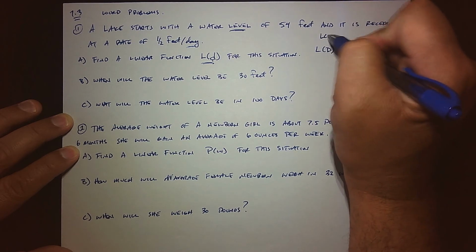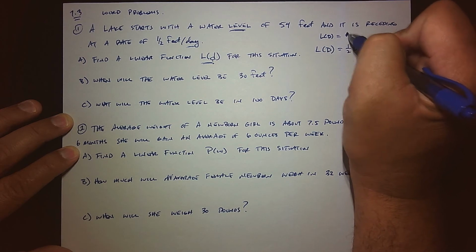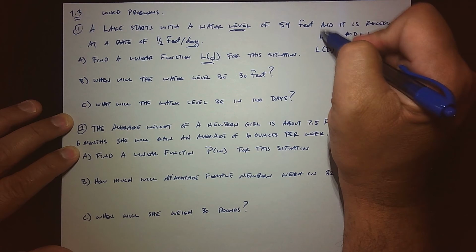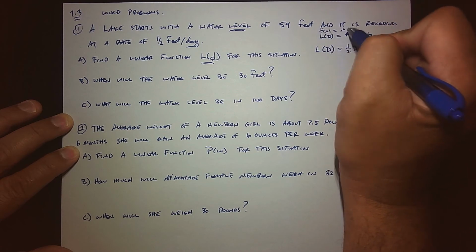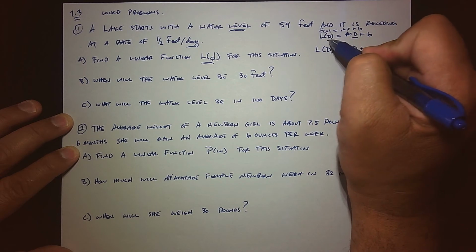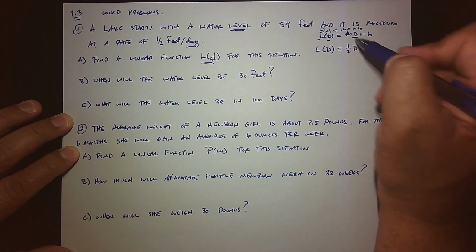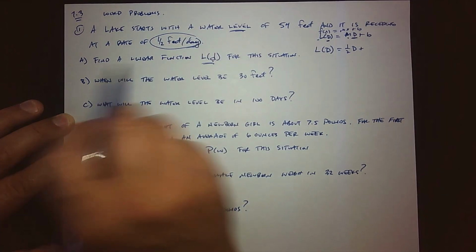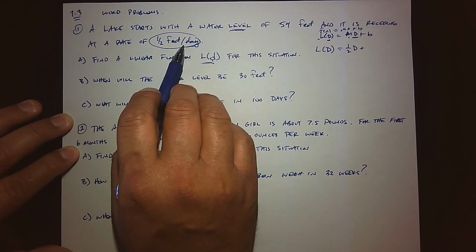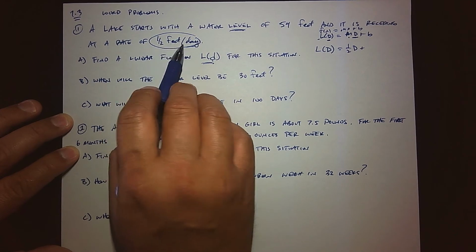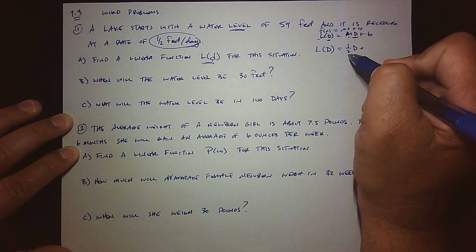What we know is we want to fit an M times D plus B, right? Back in the day we called this f of x equals mx plus b. So we're just replacing the x with D and the f with L. And the slope is the rate of movement. Well, that's that guy right there, right? This is a definite slope because of the "per." So we're shifting 1/2 foot per day. So my slope is a half, right?